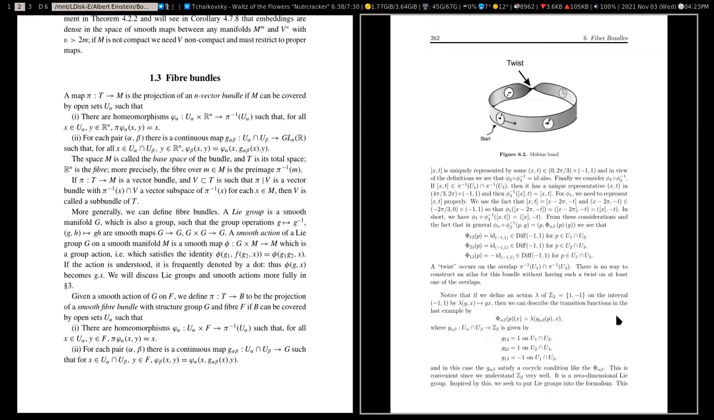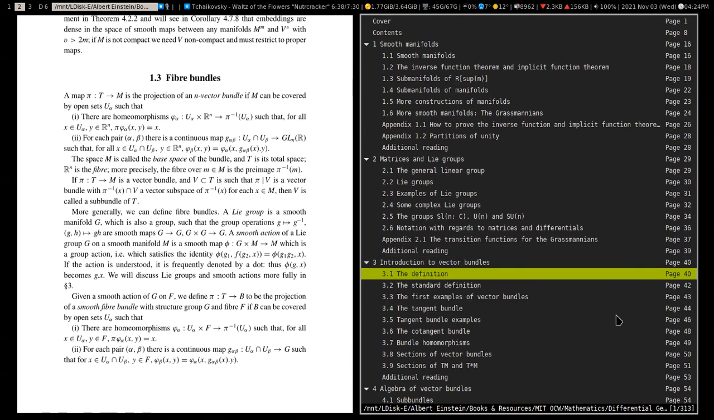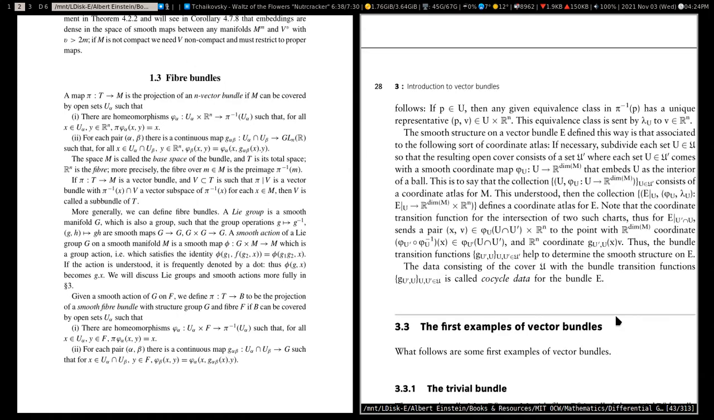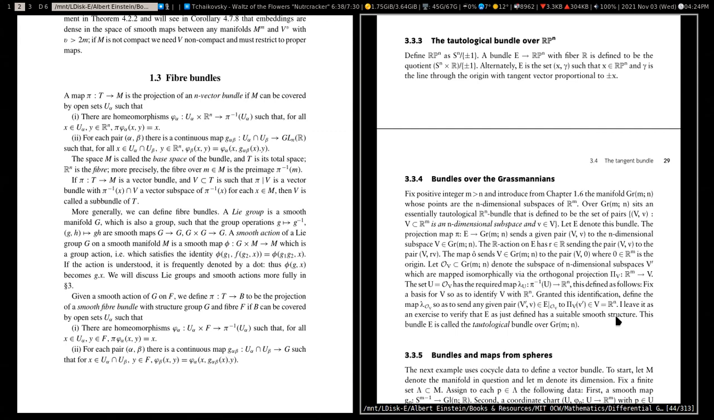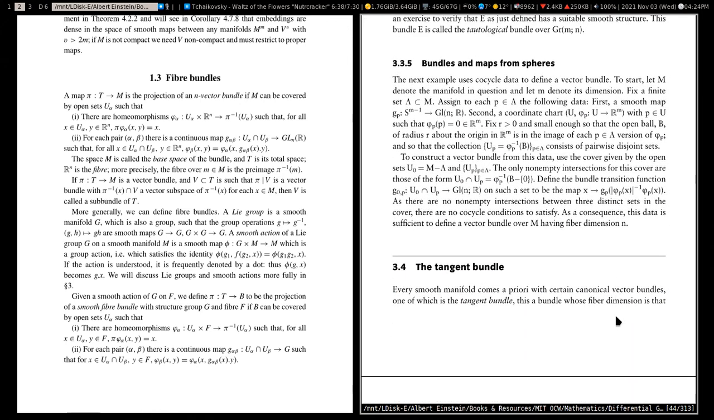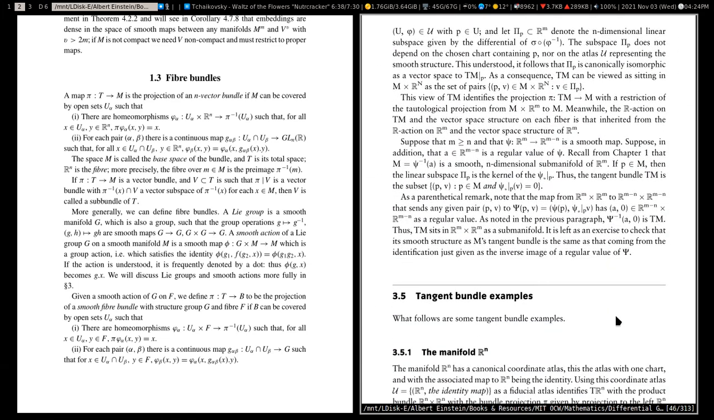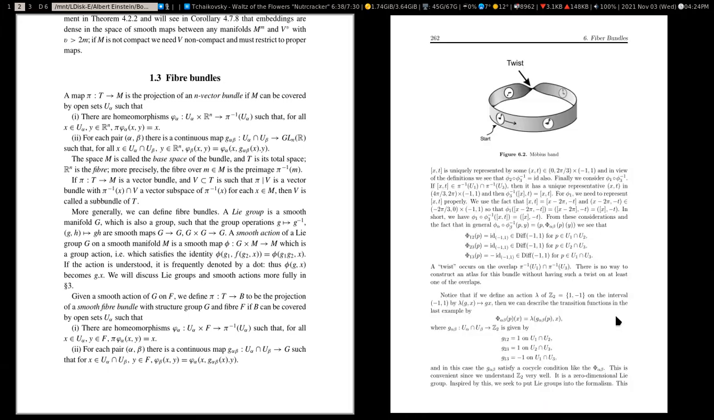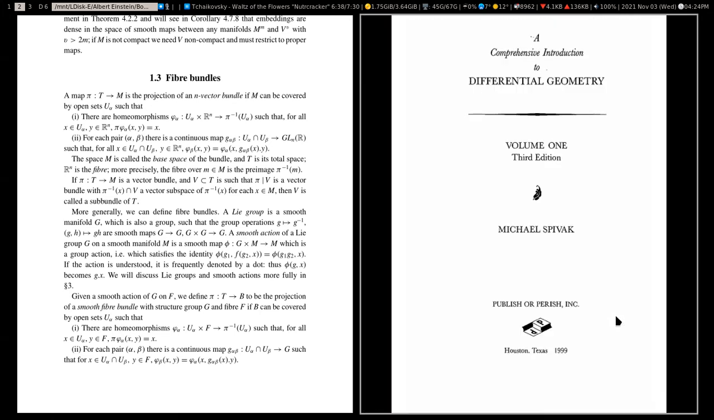Okay, so we did some vector bundles. We saw some examples. Let me see if I have some other interesting examples before we move on to tangent bundles. I guess not. So let's see what a tangent bundle is. We'll see the tangent bundle from somewhere else, probably for more comprehension. That will be Spivak.